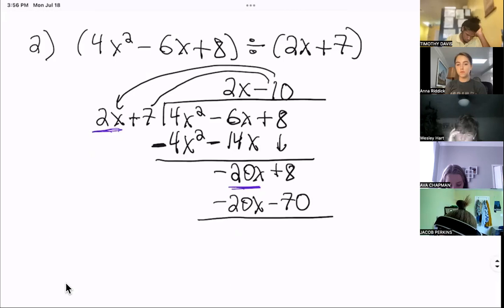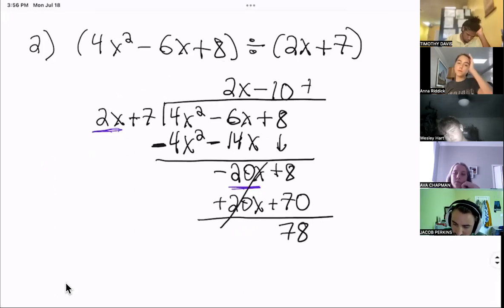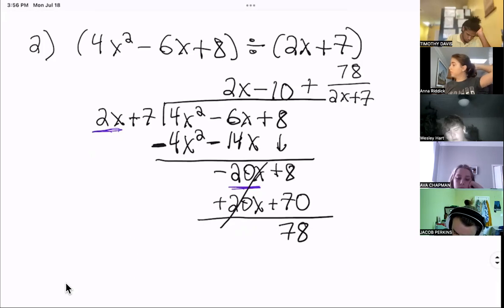We are going to subtract both terms, which means I change both signs, plus and plus. That cancels. I'm left with a remainder of 78. So my answer would be plus 78 over 2x plus 7. And that would be my answer.